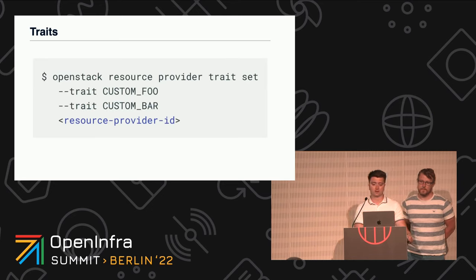So to add a custom trait to your hypervisor, we use an OpenStack command called openstack resource provider trait set. And all custom traits have to start with CUSTOM_. So when setting the traits, you've got to specify them all in one list for the resource provider, and you do this by providing --trait multiple times. It doesn't currently support a way to append or remove, so just make sure you add them all at the same time. You don't need to worry about overwriting the original ones that were there.